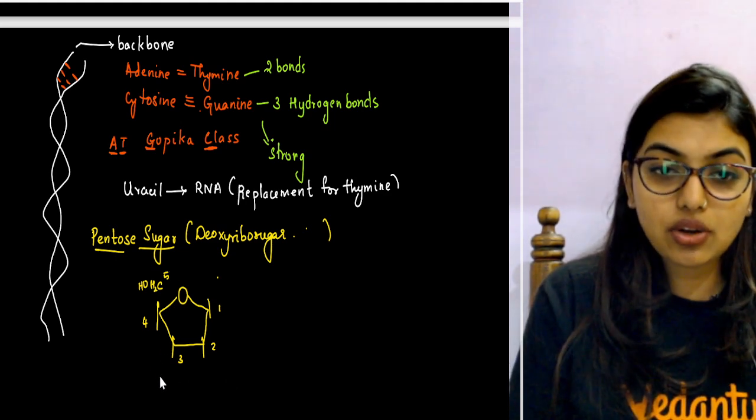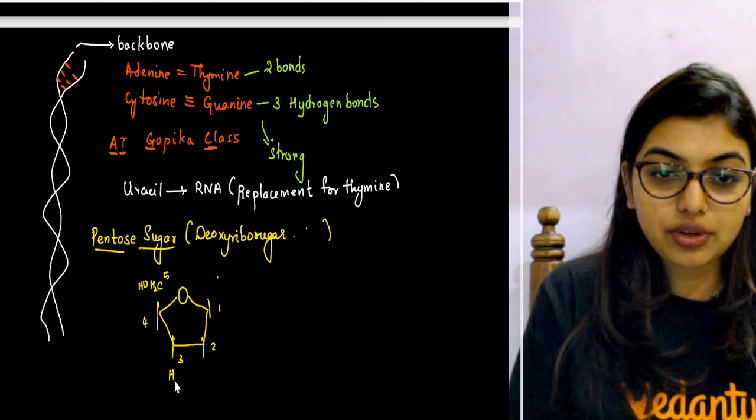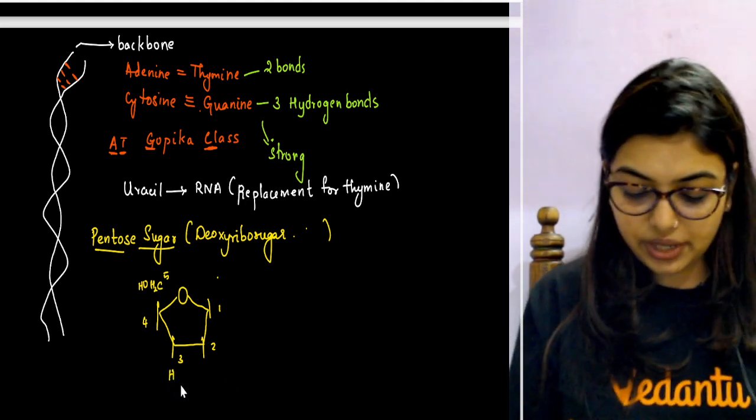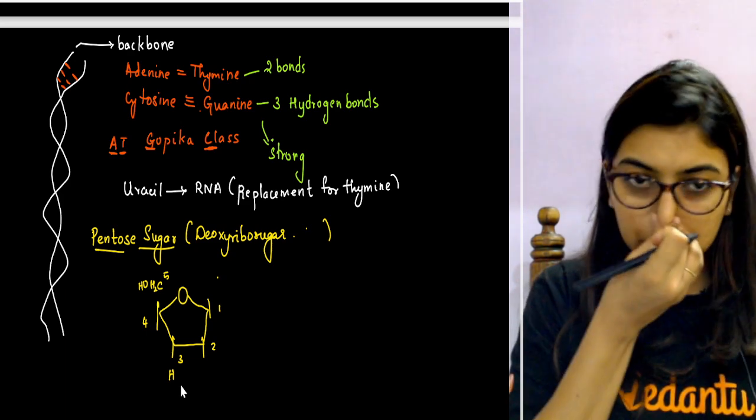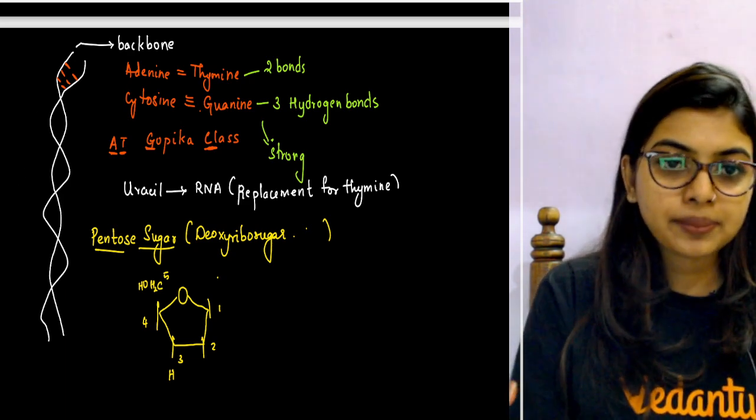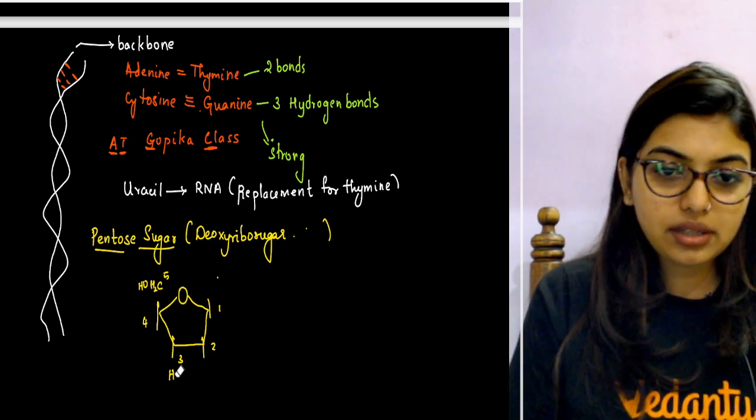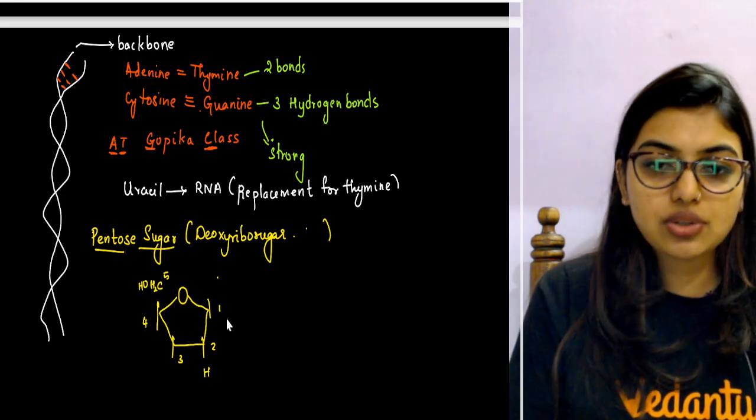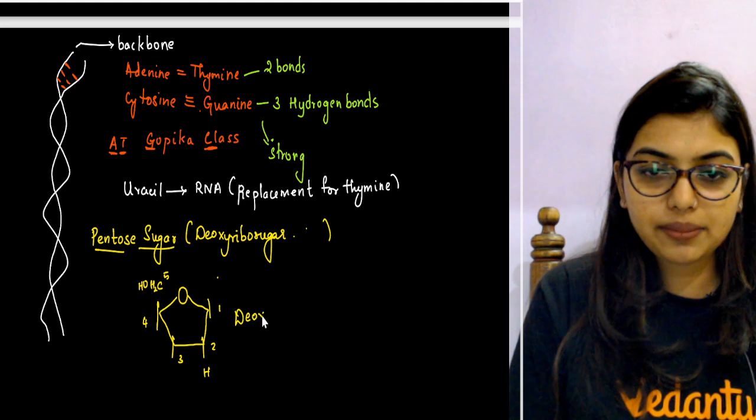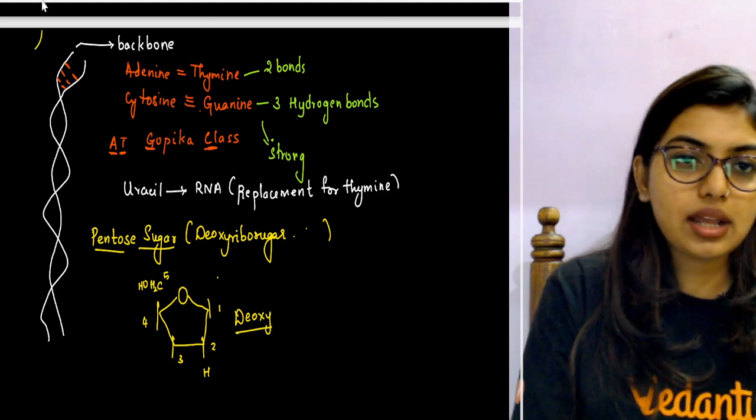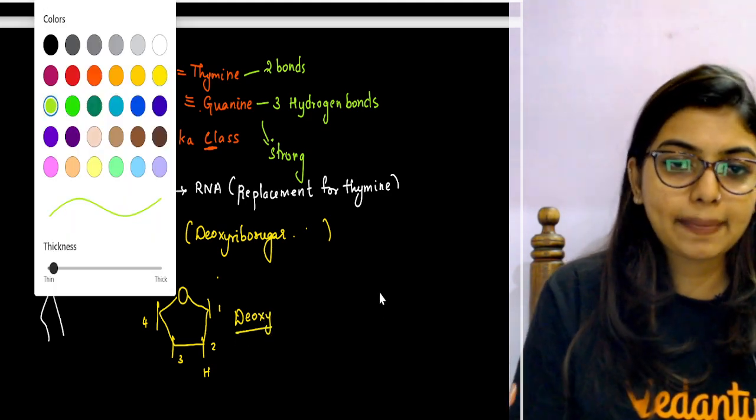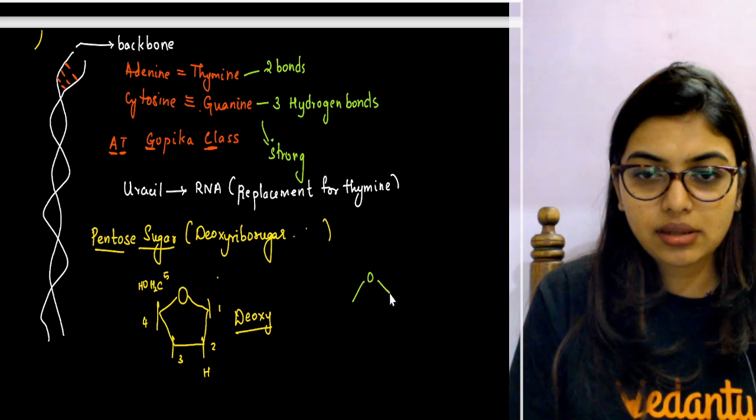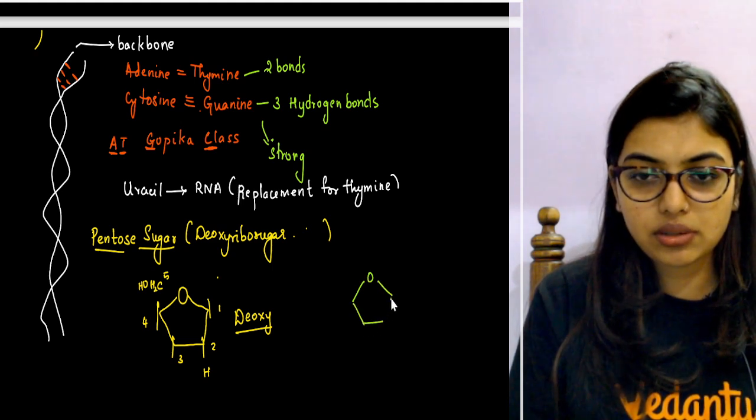This is a deoxyribose sugar, because here I'm only going to write H. Sorry, on the second carbon we will write an H. The second carbon is going to have only an H, so this is going to be a deoxy one. And the other one, this one, will be a ribose sugar.